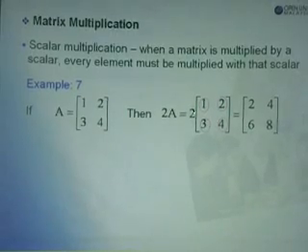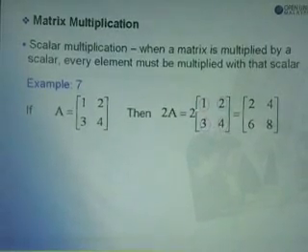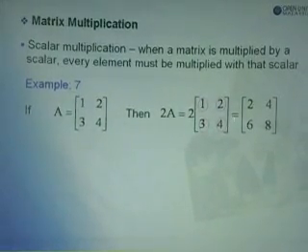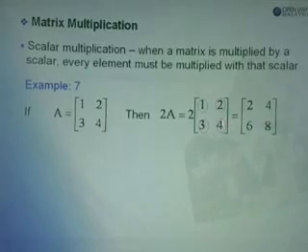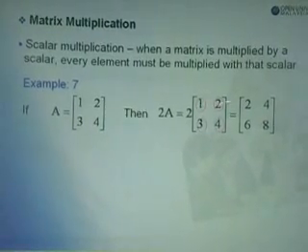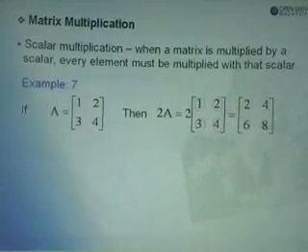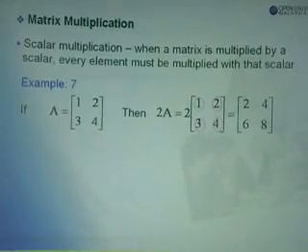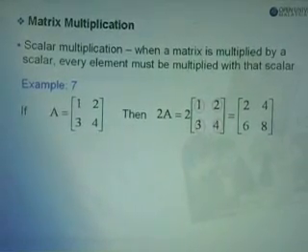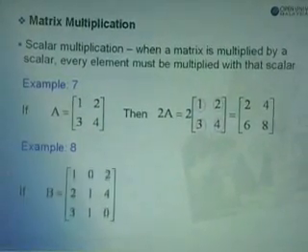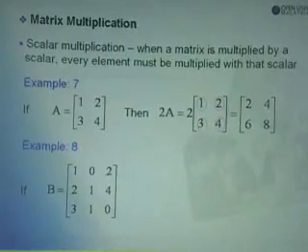So in order to multiply a matrix with a scalar, we will take the scalar, multiply all the elements in the matrix. So we take 2 times 1 to give us 2, 2 times 2 equals to 4, 2 times 3 equals to 6, and 2 times 4 equals to 8. Look at example 8 now.